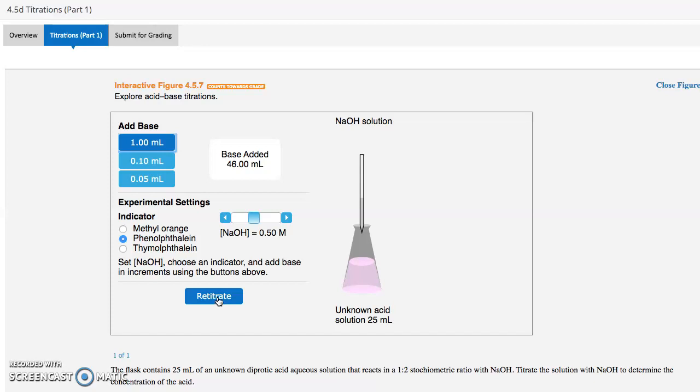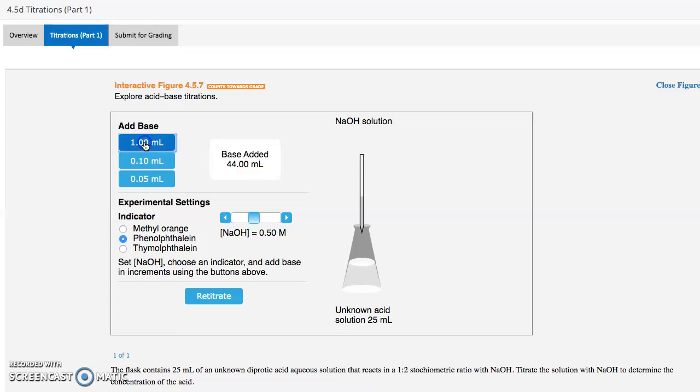So let me just select this retitrate, and it just resets everything. I've got 0 base added. I'm back to the 25 mL of the acid. So this time I'm going to go up to 45. And I can go up to 45 quickly, but then I've got to really slow down because I don't want to do this a third time.